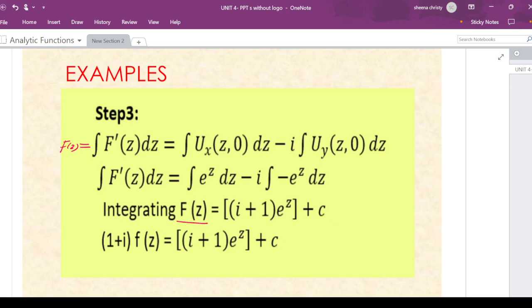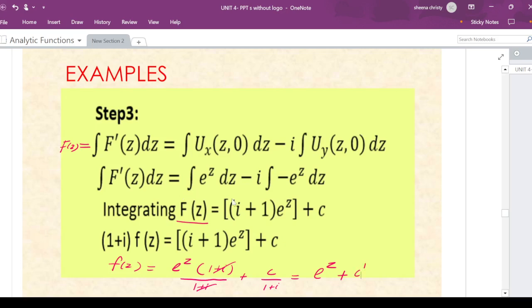Now we know that capital F(z) is (1 + i) times small f(z). Therefore, (1 + i) f(z) = (1 + i) e^z + c. Now, keeping f(z) alone on this side, you have to bring the 1 + i to the right hand side. So f(z) = e^z (1 + i)/(1 + i) + c/(1 + i). So take e^z, these two get cancelled, plus capital C dash.